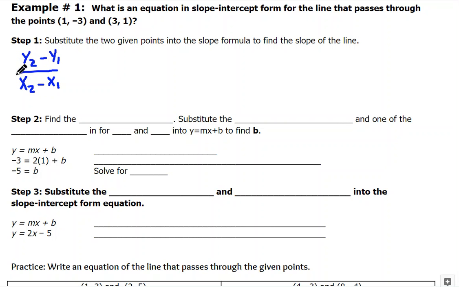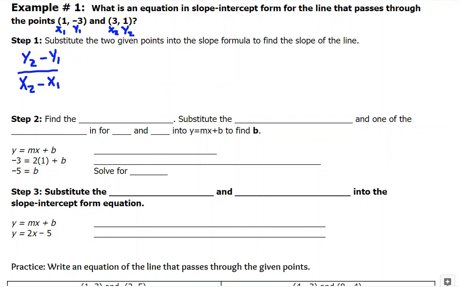So remember this formula. This is an important one to remember. It's the change in y over the change in x, so y2 minus y1 over x2 minus x1. We're given these 2 points, so we can label what's x1, what's x2. 1 would be x1 because that's the first x they gave me. -3 would be my y1 because that's the first y they gave me. 3 is my x2 and 1 is my y2. So I can plug those numbers into my formula and find my slope.